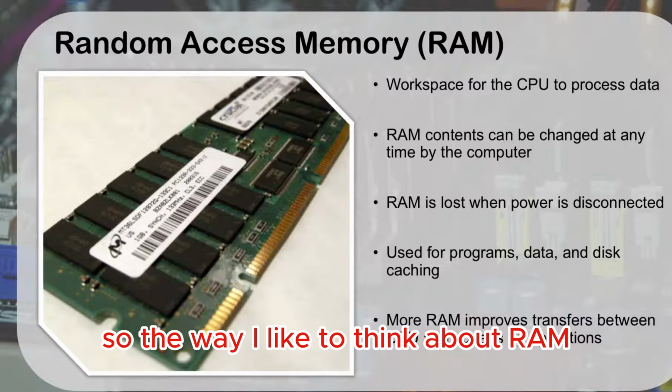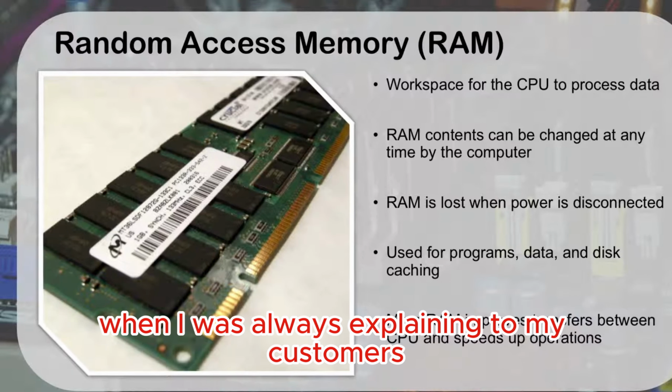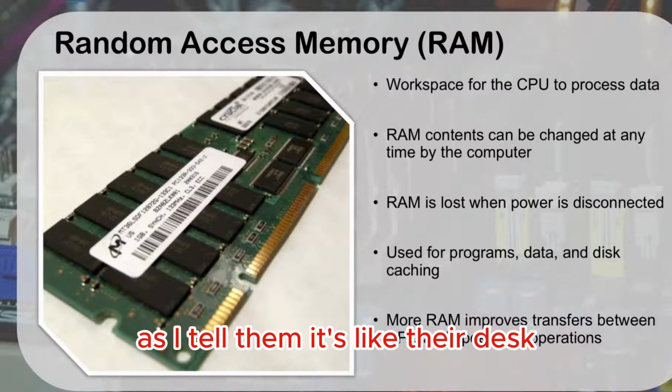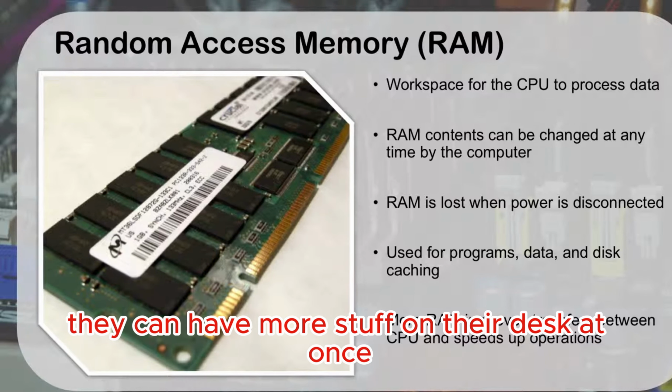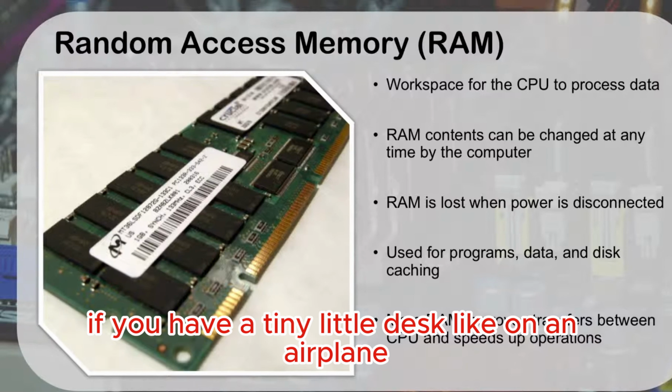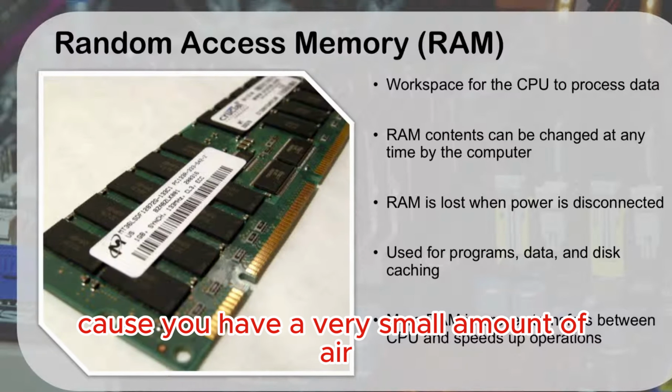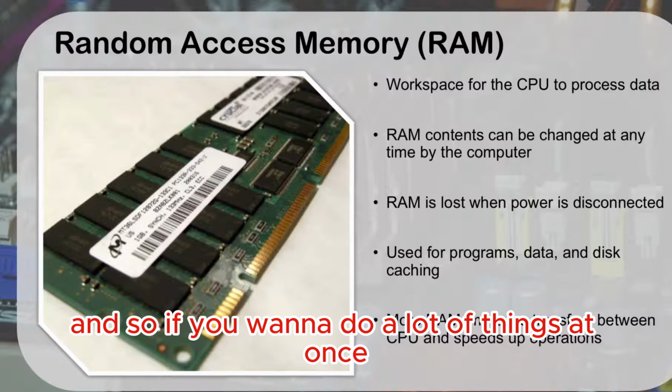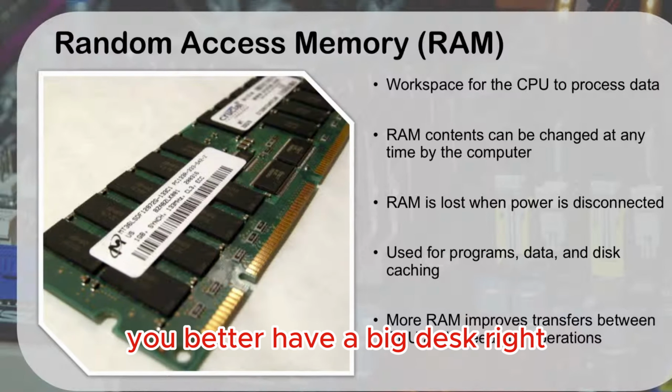The way I like to think about RAM, and I was always explaining to my customers, is I tell them it's like their desk. If they have a bigger desk, they can have more stuff on their desk at once. If you have a tiny little desk like on an airplane, you can't get much work done, right? Because you have a very small amount of area you can pull out at a time. And so if you want to do a lot of things at once, you better have a big desk, right?